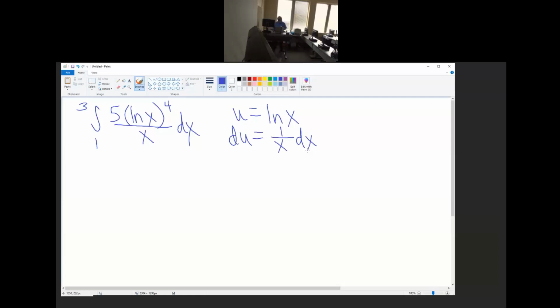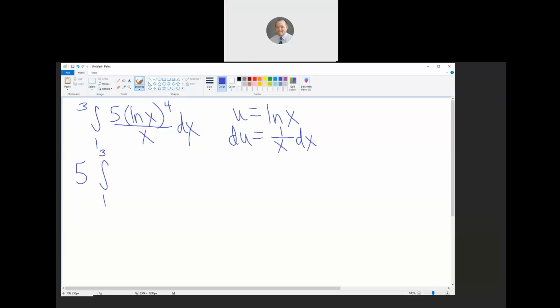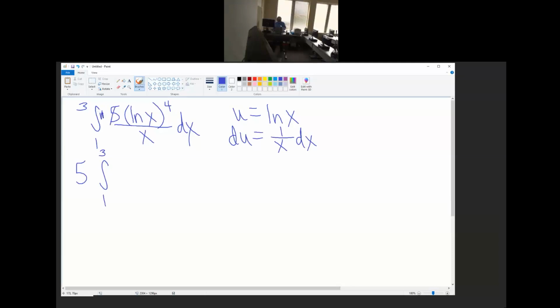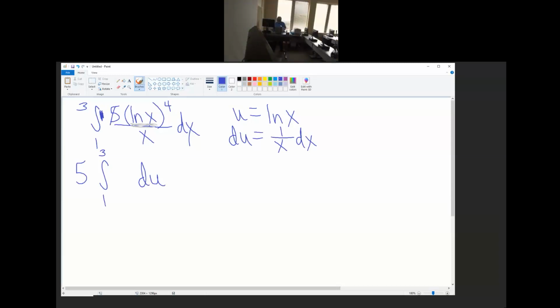Now, in the original problem, we can move that 5 in front of our integral sign. Technically, we have now, instead of 5, we got understood to be 1. So we know now that 1 over x dx is our du. And natural log of x was our u. But don't forget, it's being raised to the 4th power.